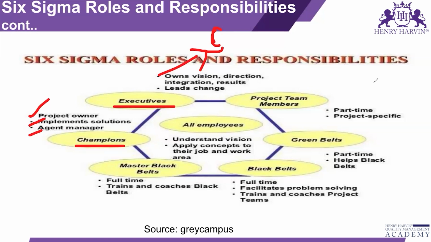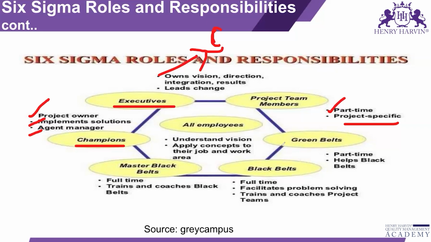Next, on my left-hand side is champion and project owners, my right-hand side is project team members. Sometimes they are part-time or project specific. Some of the employees are project specific. That is, the champions can be project specific, the sponsors can be project specific, the project owner also can be project specific. All right. Next one.